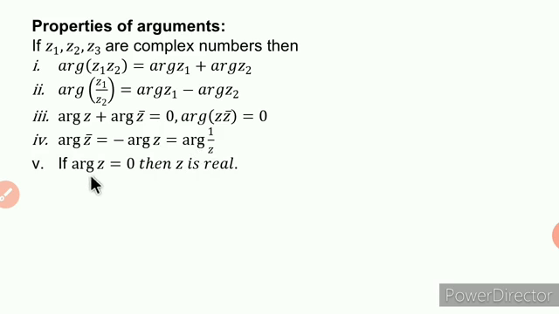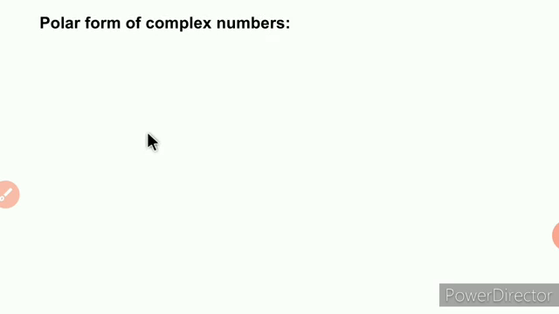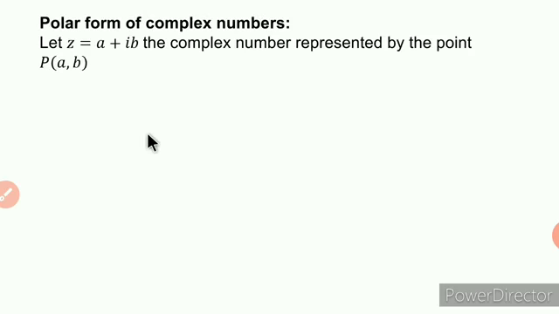5. If argument of z is equal to 0, then z is real. Means when the argument of a complex number is 0, then the complex number is only a real number, or it is purely real. Next topic is polar form of complex number.